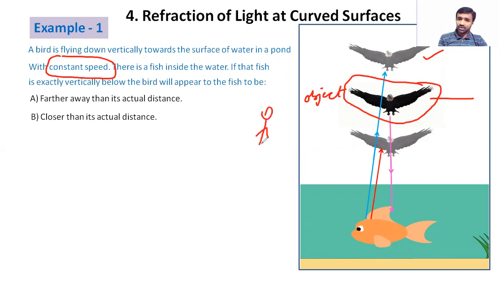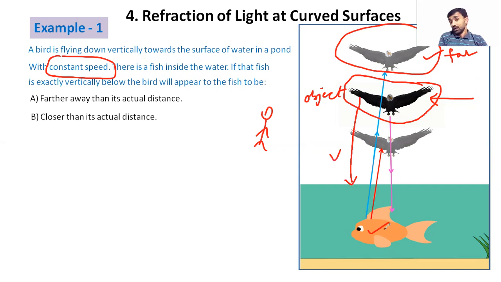The person who is on the land can see the object at this place, right? If the fish observes at a far distance, this will be visible to the fish. The bird will appear at this spot to the fish if it is far, right? Here it is moving with constant speed vertically down. Then if the bird appears to the fish to be here, what will be the speed of the bird? Greater than the actual speed or less than the actual speed?